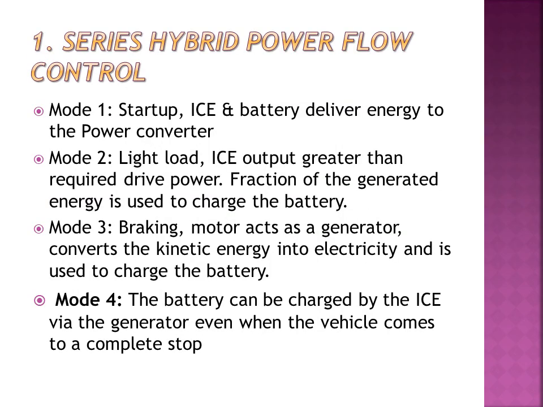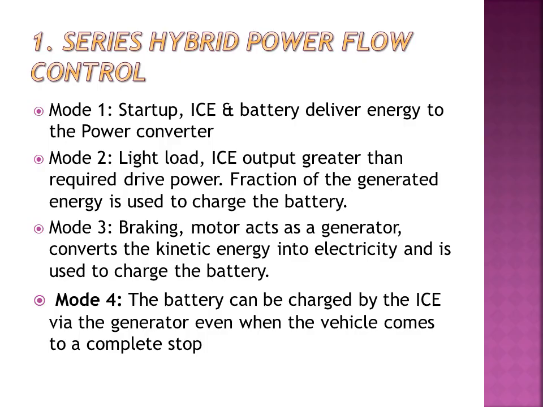The first one is series hybrid power flow control. Mode 1, startup: the IC and battery deliver energy to the power converter. Mode 2, light load: IC output is greater than the required drive power, and a fraction of the generated energy is used to charge the battery. Mode 3, braking: the motor acts as a generator, converts the kinetic energy into electricity and it is used to charge the battery.